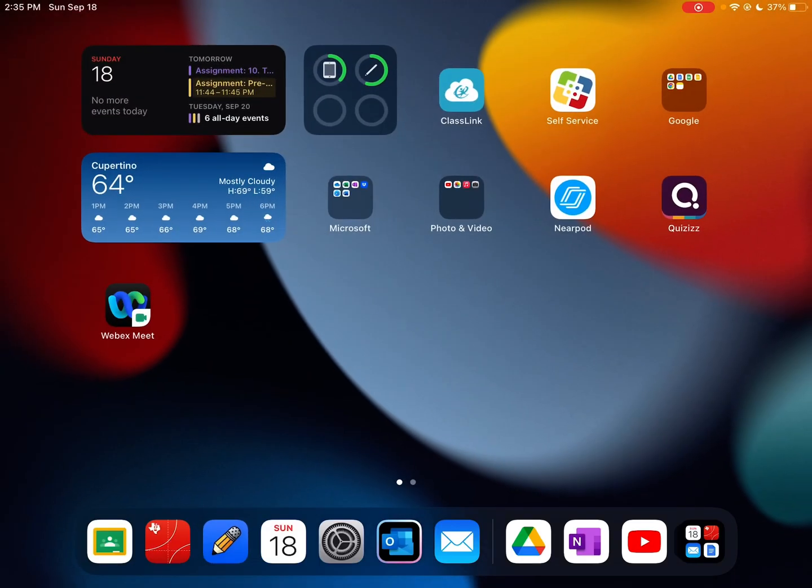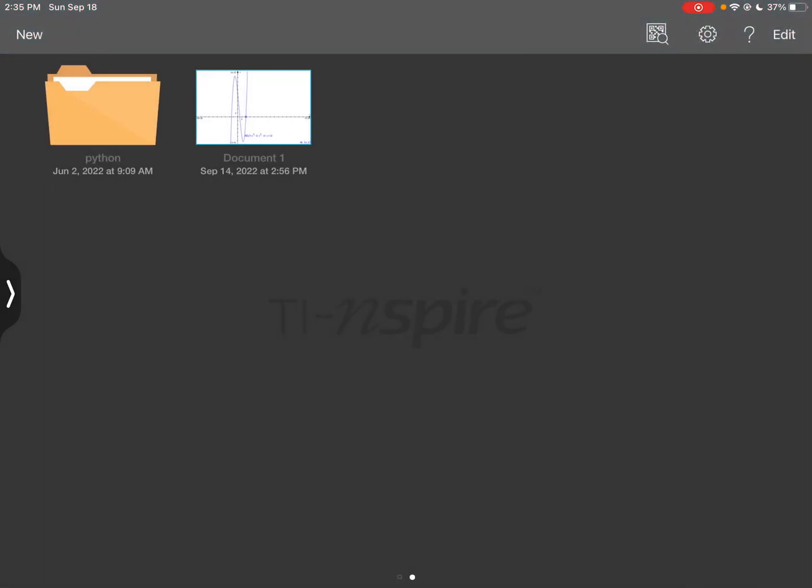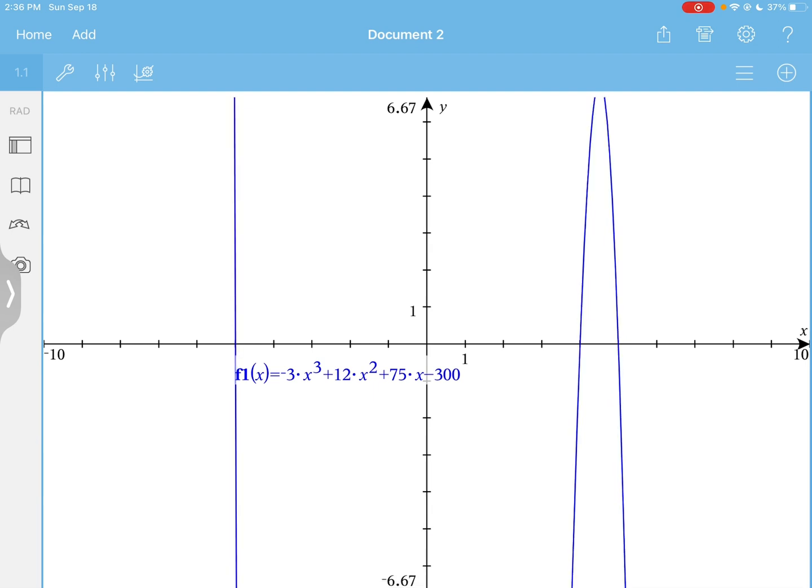So we're going to go to our graph, a new document. No, we don't want to save. Add a graph. We're going to graph answer choice A: negative 3x cubed plus 12x squared plus 75x minus 300. I hit enter. I don't care what it looks like. All I care about is the zeros.